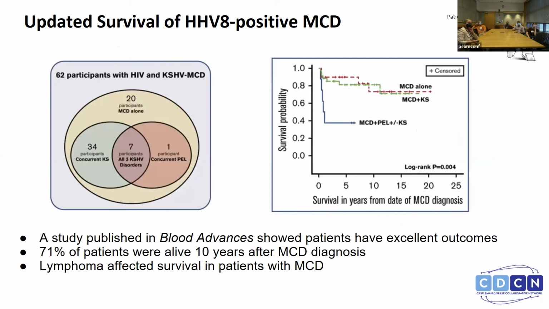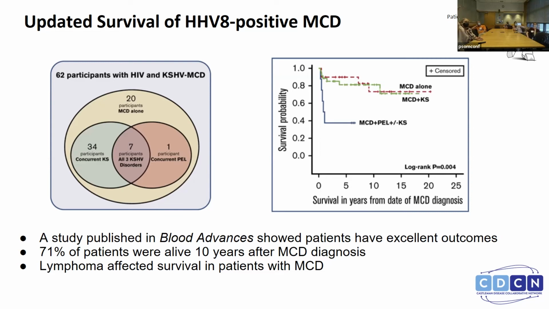So just a couple of updates. This is a paper from us from last year. I think this is the largest and longest cohort that's been published so far in HHV Castleman. We have 62 patients who've been seen since 2004 at our institution.